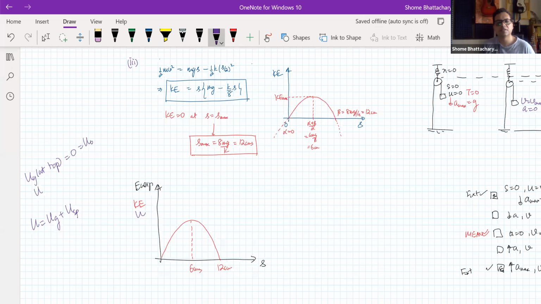So gravitational potential energy at some displacement s will just become U naught minus mgs, or we can take that as just minus mgs. So this is minus mgs plus half kx square, where x is s by 2 like this. If you look at this potential energy function and you actually plot it, you will see it exactly fits like this.